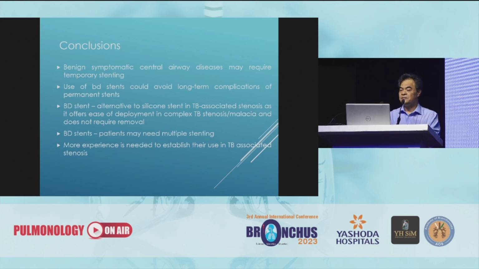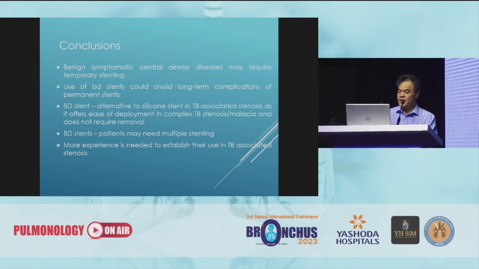In conclusion, benign symptomatic central airway disease may require temporary stenting when dilatation fails or when surgery is not feasible. The use of biodegradable stents could avoid the long-term complications of a permanent stent. BD stents, to me, might be an alternative to silicone stents in TB-associated stenosis, as they offer ease of deployment in complex TB stenosis and don't require removal. So you don't have to be a virtuoso to deploy the stent. This is a slightly easier method.